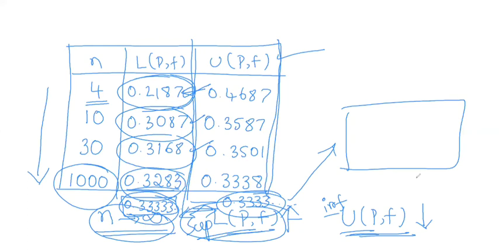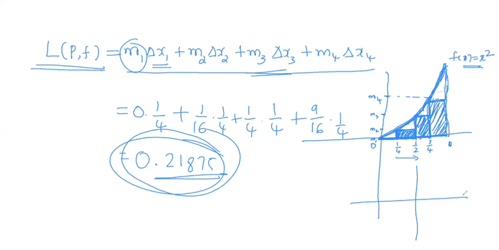This is because n is nothing but the number of subintervals. So as the number of subintervals increases, the number of rectangles below the curve increases. So we'll get smaller and smaller rectangles below the function curve, so that the triangles which we neglect become smaller and smaller. So the value of the Riemann sum increases as the number of subintervals increases. So this is the main reason.